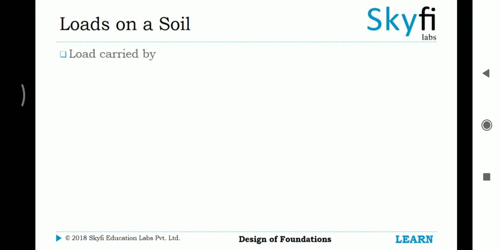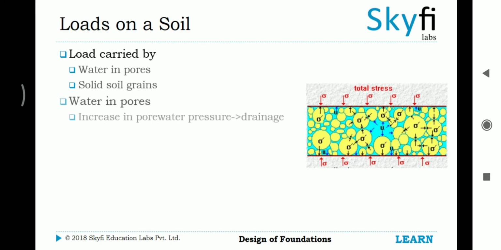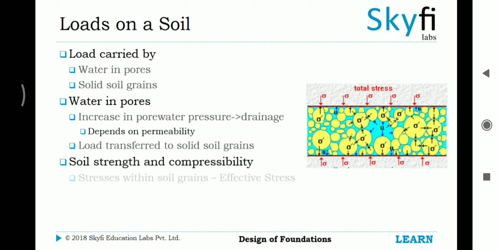When load is applied to the soil, it is carried by two constituents: the water in the pores of the soil, as well as the solid grains. The increase in pressure within the pore water causes drainage, that is, flow of water out of the soil. The amount of drainage depends on the permeability of the soil, and the load transferred to the solid grains. The strength and compressibility of the soil depend on the stresses within the solid granules. These are called effective stresses.